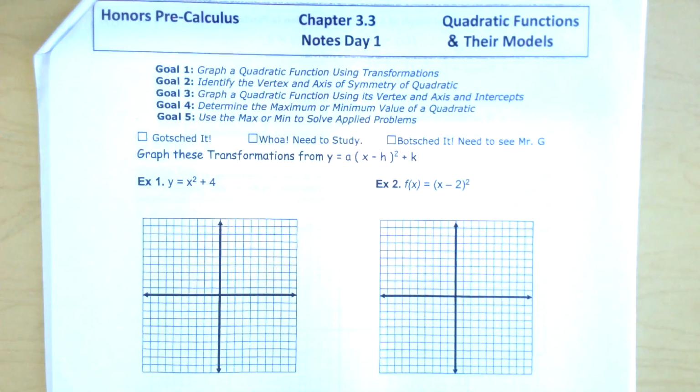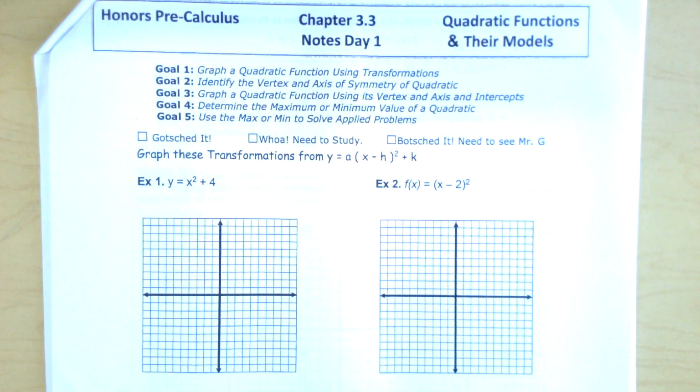All right, ladies and gentlemen, we're going to go ahead and get started with Chapter 3.3 notes. This is going to be our first day of 2. We're going to talk about the quadratic functions, and then later we'll talk about their models. We're pretty much going to focus in on goal number 1 today. On the backside, we're going to look at goal number 2, again, identifying vertex and axis of symmetry. Eventually, we'll look at graphing these and finding max and mins, and then using the max and min to solve applied problems in the second day. So let's go ahead and get started.